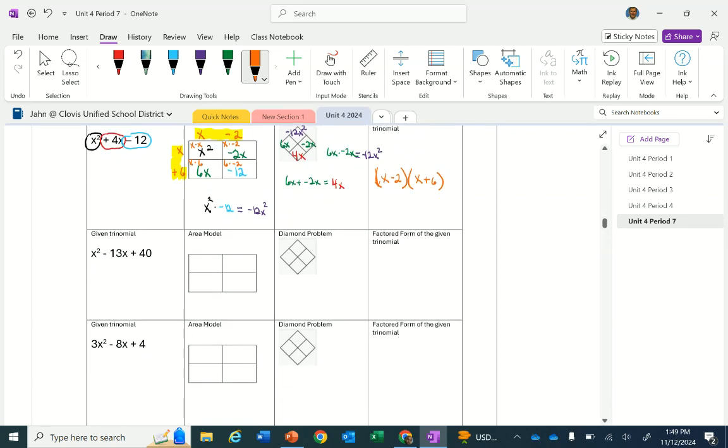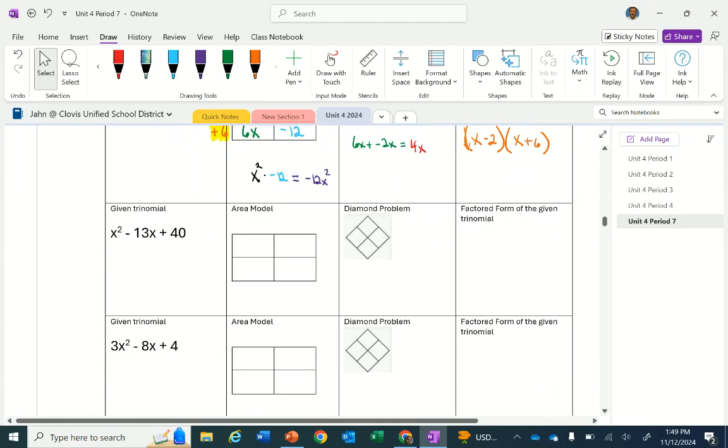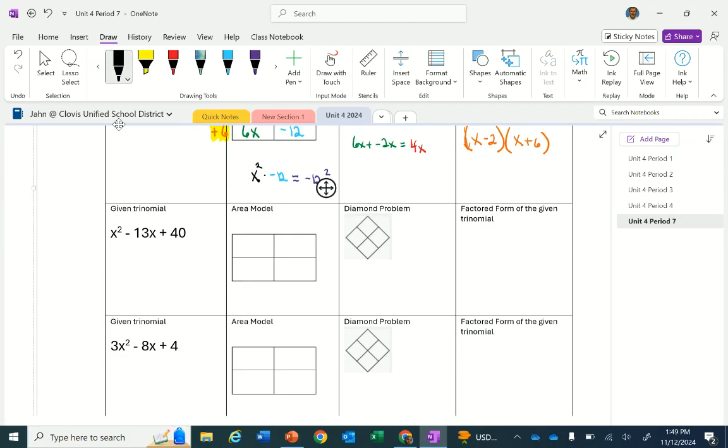Third example, my given trinomial is x squared minus 13x plus 40. I'm going to take the x squared portion of my trinomial, and I'm going to put that in the upper left of my area model. Then I'm going to take the term negative 13x, the term that has the x with it, that goes at the bottom of my diamond problem. Then I'm going to take the term of the trinomial that does not have a variable next to it, which is positive 40, and I put that at the bottom right box of my area model.